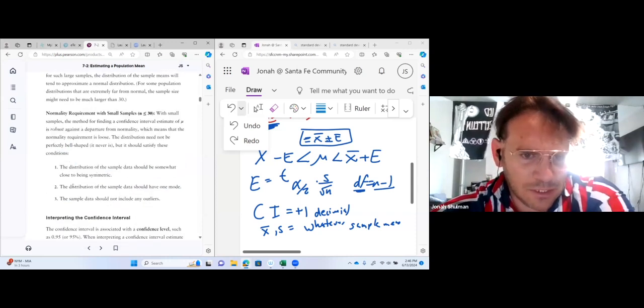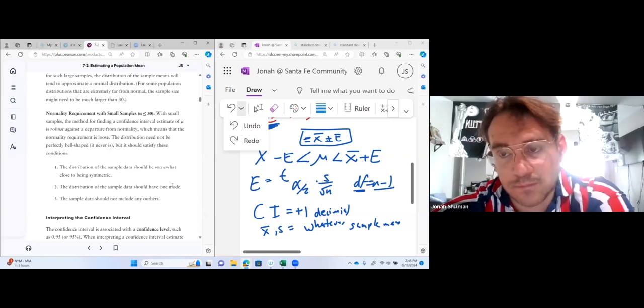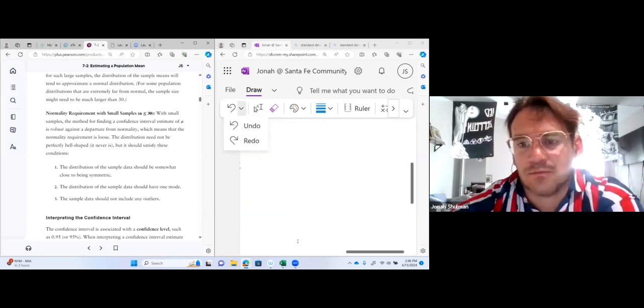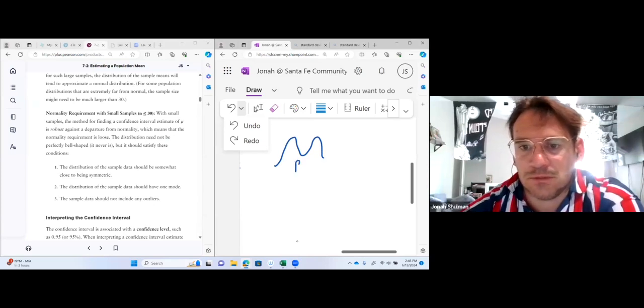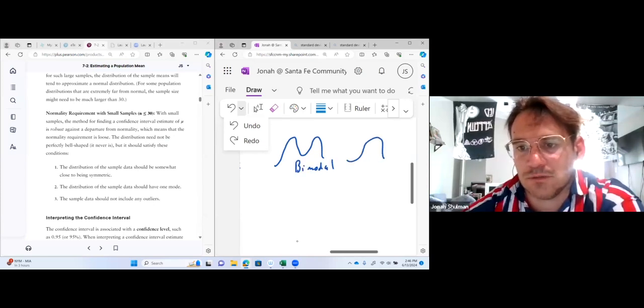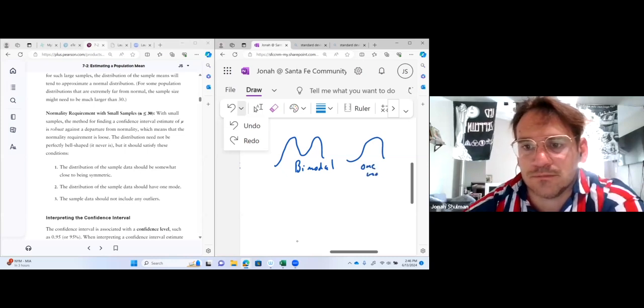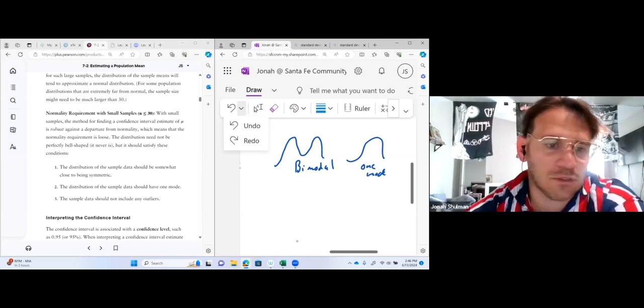Somewhat close to being symmetric, it should only have one mode. Why is that the case? Well, if it's bimodal, this is something that's bimodal. See how it has two humps in it? That's not something with just one mode, so it doesn't look like the bell curve.